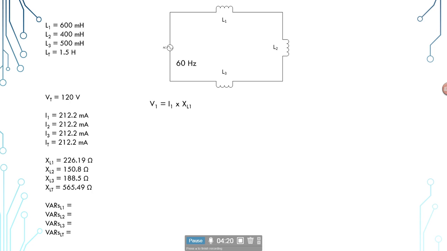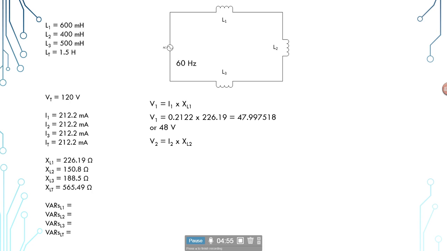Now we're going to be looking for our voltage drops. Our voltage drop at the first inductor is going to be equal, and we're using Ohm's law here, to I sub 1 times X sub L1, so the inductive reactance of the first inductor. So our 0.2122 times 226.19 that we calculated just a second ago comes out to be, rounded off, a 48 volt drop on that first inductor.